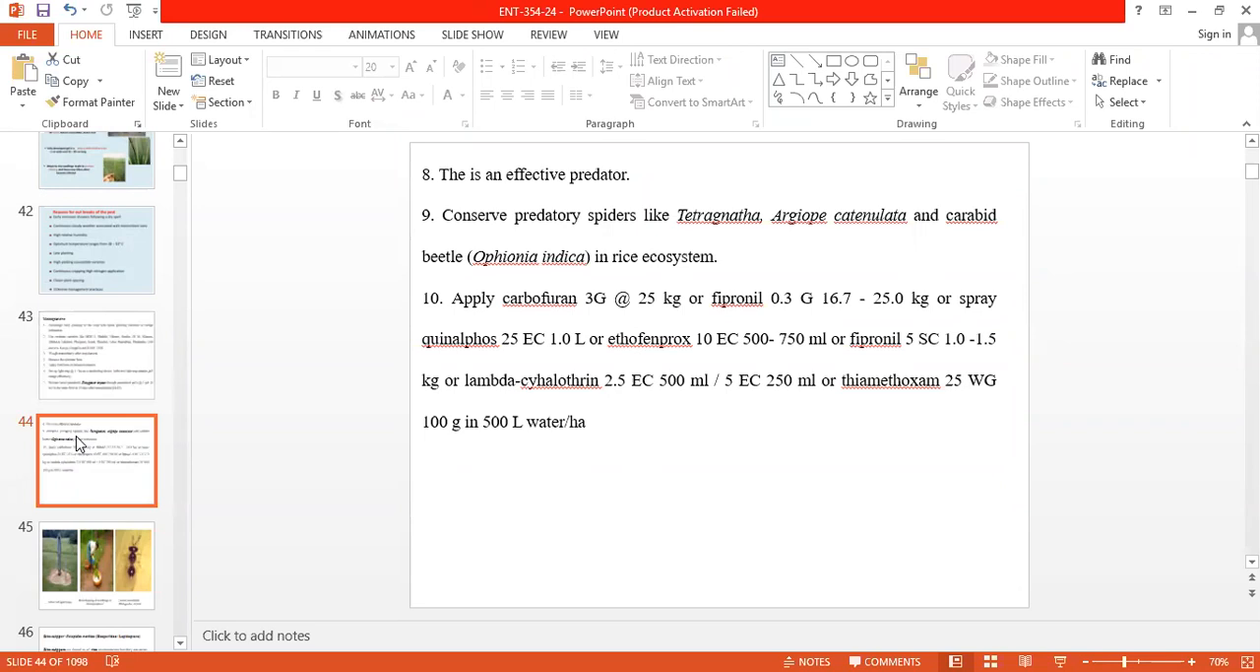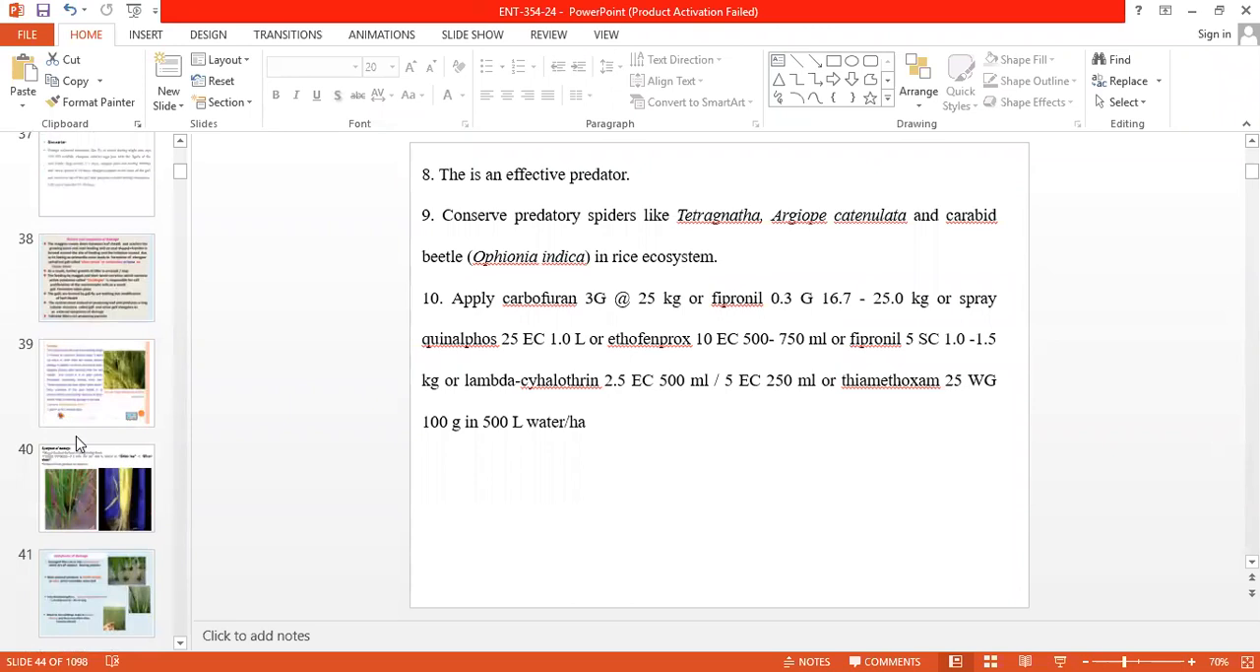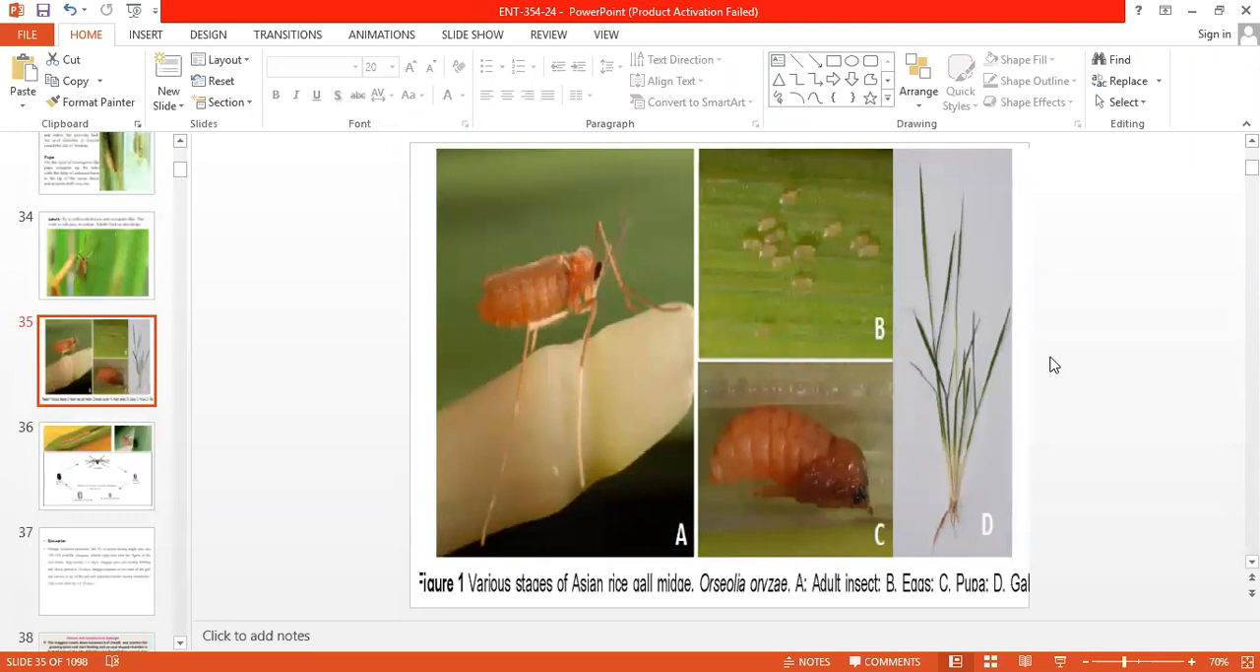So gall midge is one of the important major pests of paddy. The damaging stage, the maggot, mainly causes two types of symptoms: the silver shoot, also called the onion shoot, and gall formation. The maggot releases the cecidogen chemical substance at the time of infestation, and due to that gall formation takes place, and no panicle forms in the infested tillers.